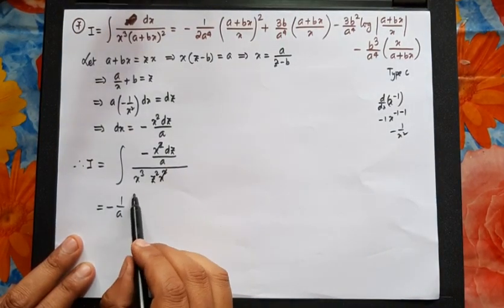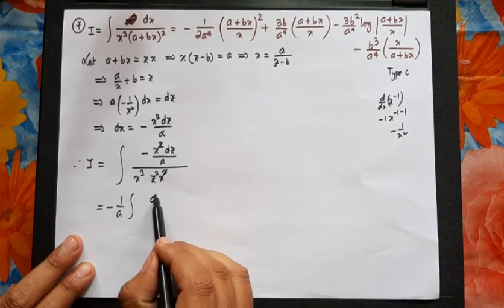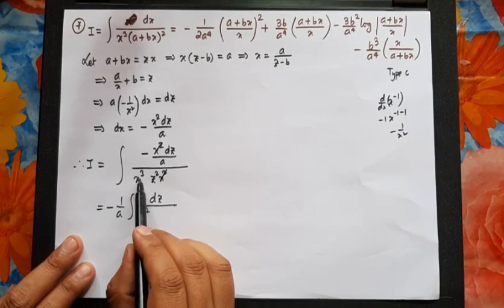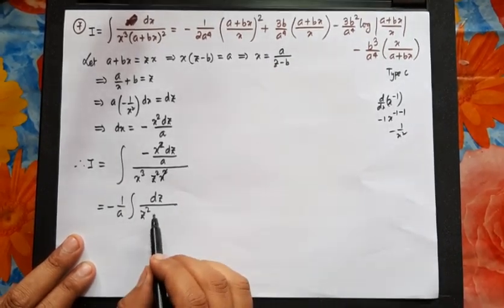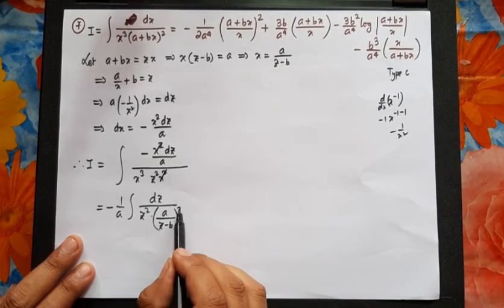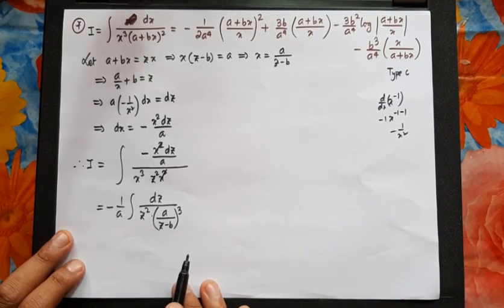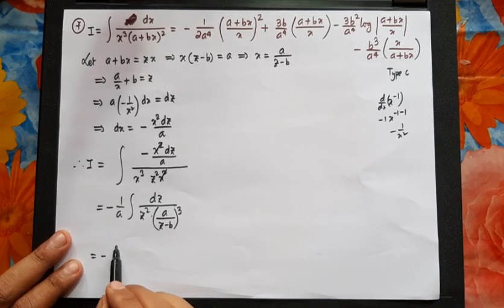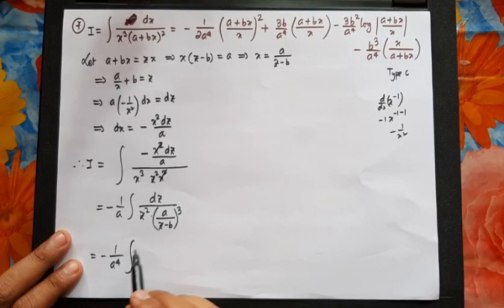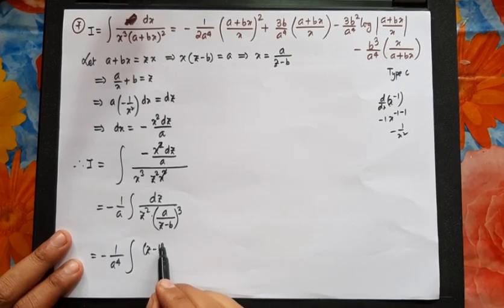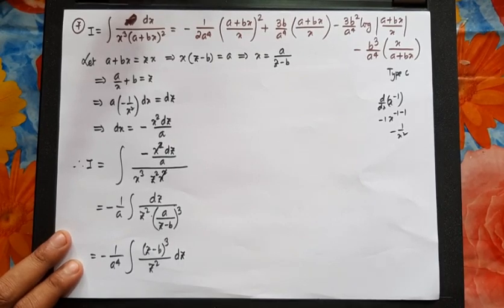Okay, so we have dz by z square already there, right? Now what is x? x is this much. So that's why I will write x cube as a by z minus b whole cube. Okay, so let us simplify this. From here this is a cube, so let me take this a cube outside. So it becomes again minus 1 by a to the power 4. The z minus b whole cube goes to the numerator, so z minus b whole cube by z square dz, right? So this is all we get.